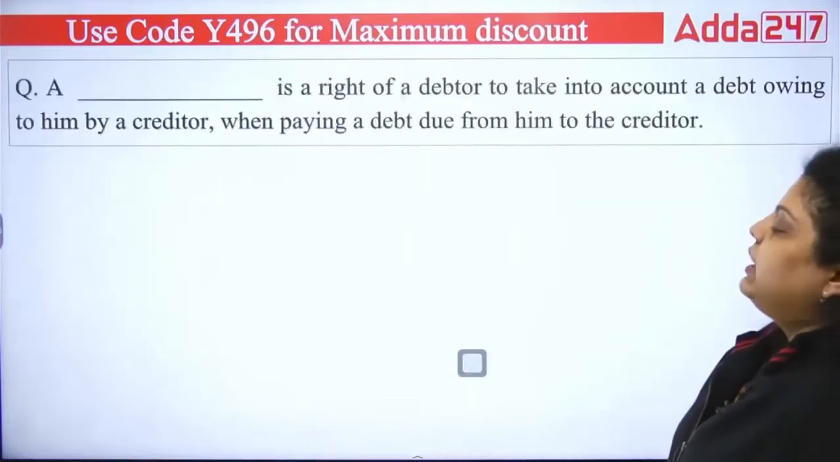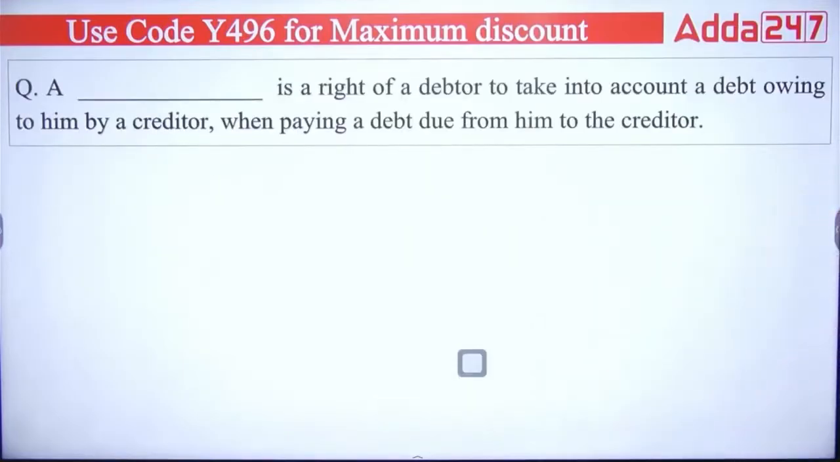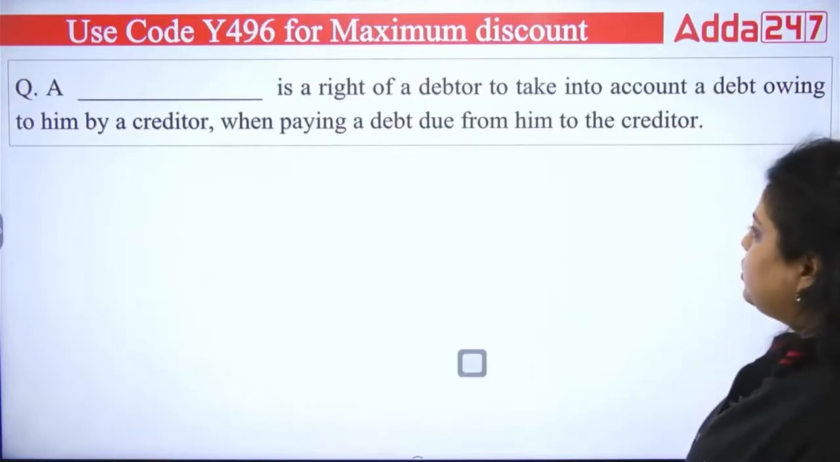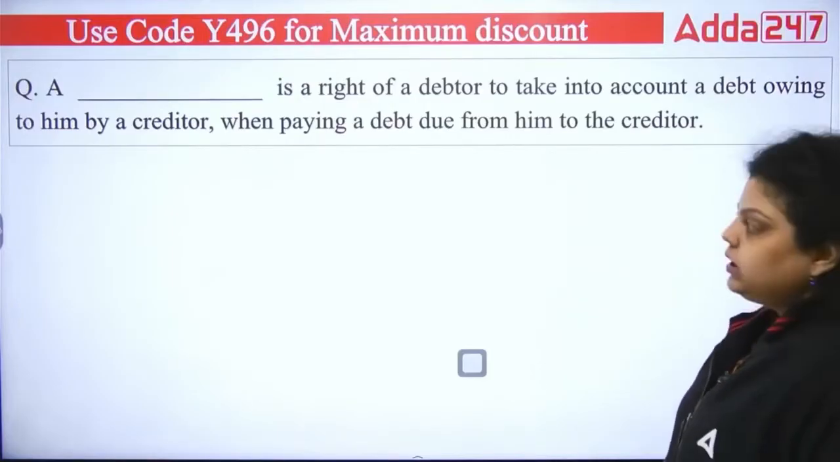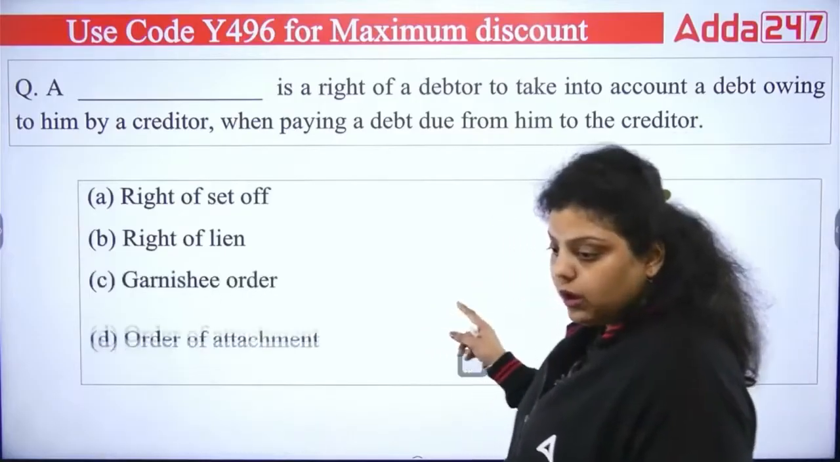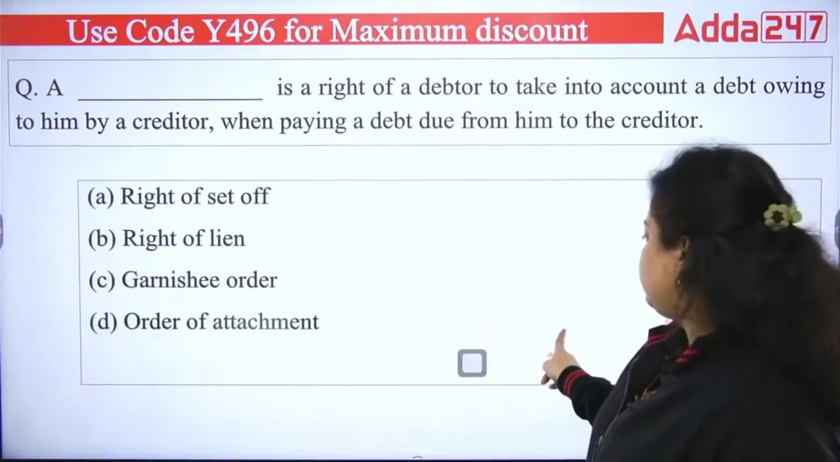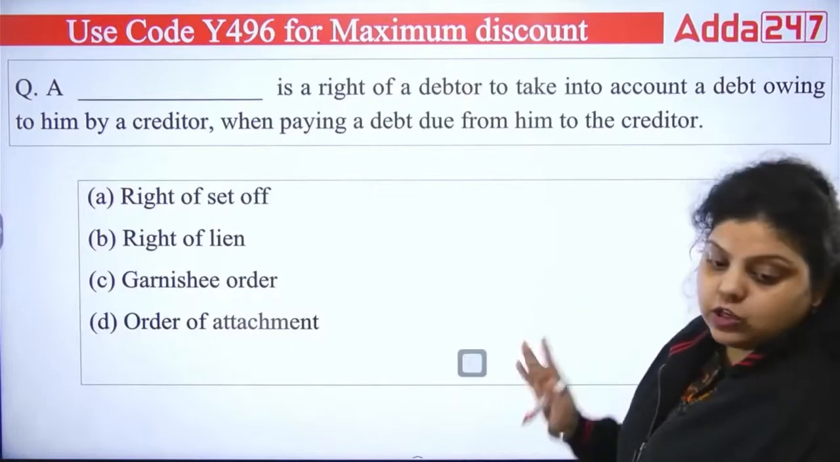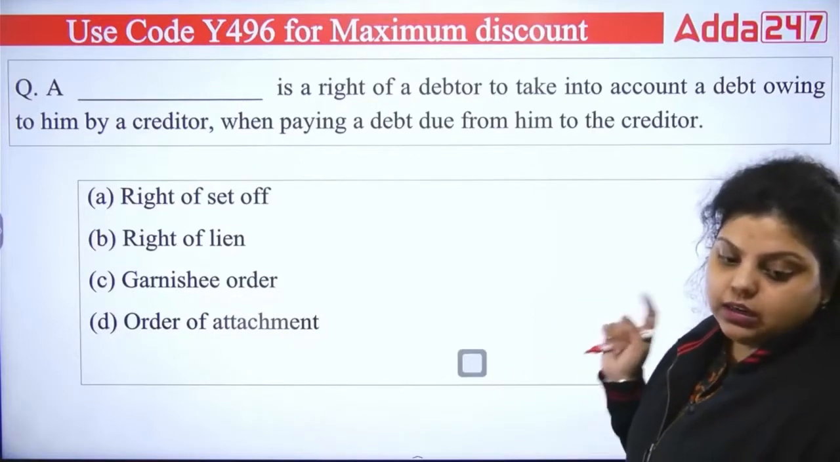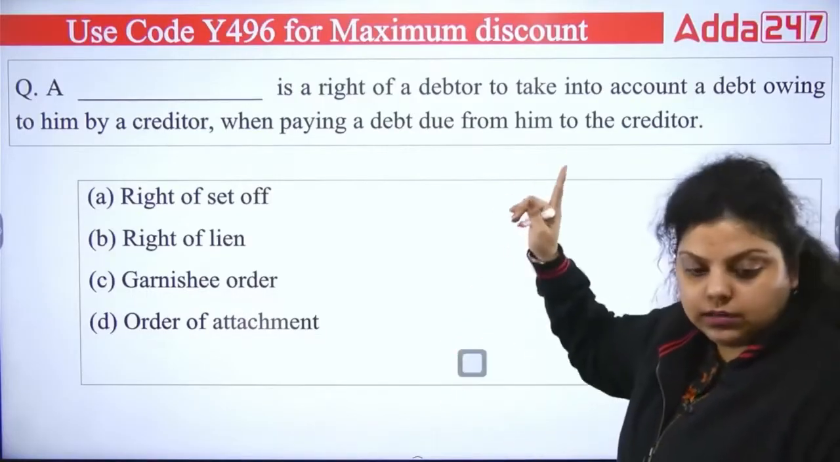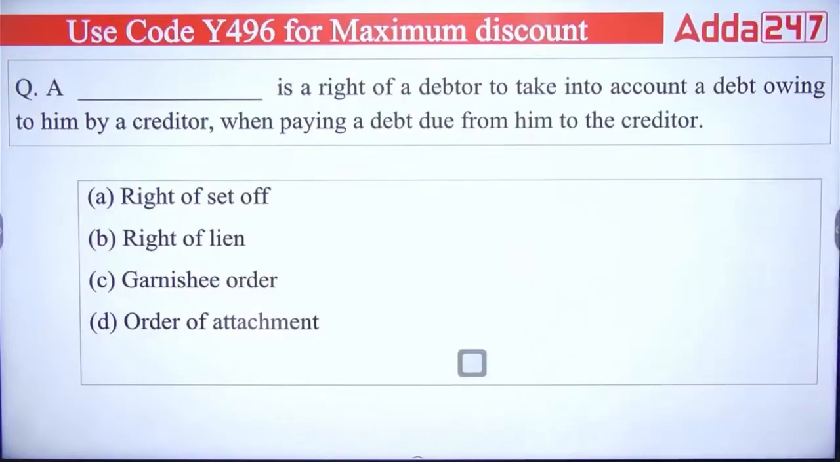Now, a dash is a right of a debtor to take into account a debt owing to him by a creditor when paying a debt due from him to the creditor. Okay, what is it? Is it a right of set off? Is it a right of lien? Is it a garnishee order? Or is it an order of attachment? So you have to answer which of the following it is. A dash is a right of a debtor to take into account a debt owing to him by a creditor, when paying a debt due from him to the creditor.